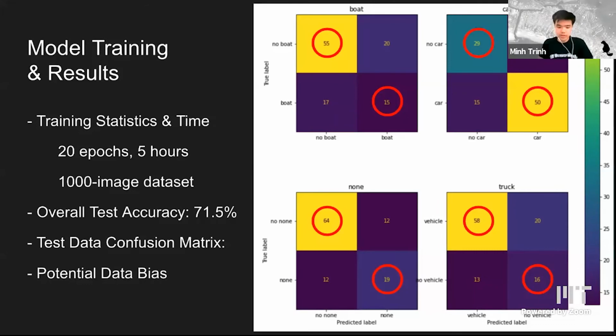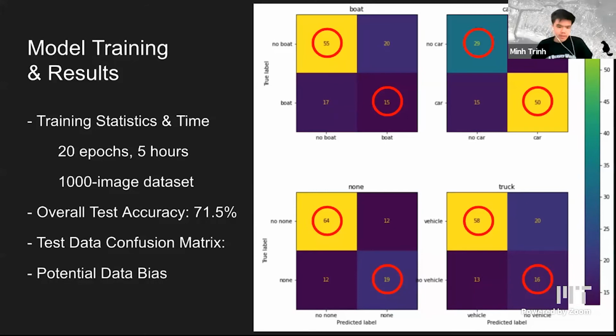And then we used these results to generate a confusion matrix, as you can see on the right. Each matrix is for a different class like a car or truck or boat. And I've circled in red the numbers that indicate true positives and true negatives. The higher the numbers in those circles, the better the model's performance. As you can see, the model performed pretty well, especially if you look at the car class in the top right, correctly identifying if there was a car in an image 50 times.